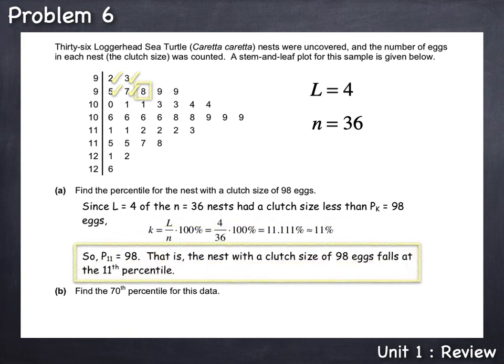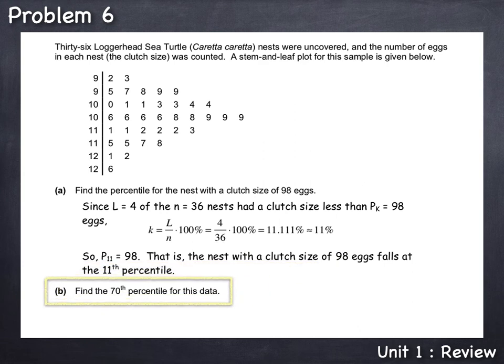But be sure to provide all of your work and reasoning of solving the problem in your solution. So the answer is that P sub 11, the 11th percentile, equals the 98 egg nest. That is, the nest with a clutch size of 98 eggs falls at the 11th percentile. All the other work displayed here just shows the work and the calculation and the reasoning done to come up with this answer. Now we can answer part B.